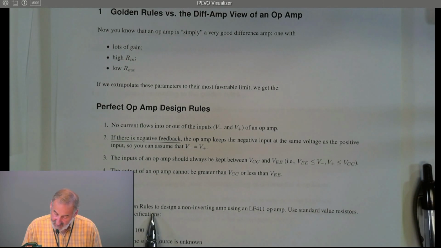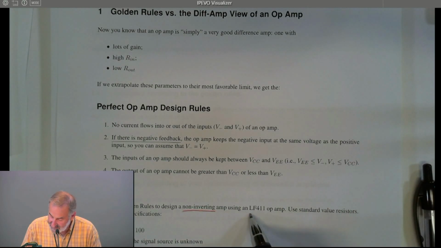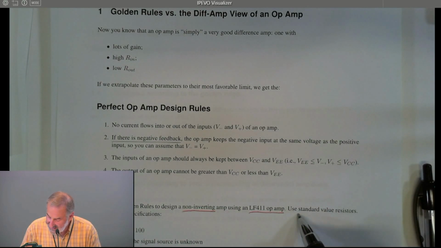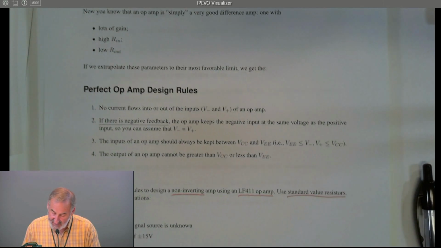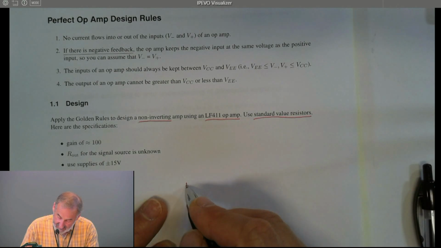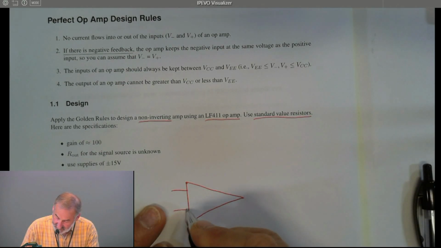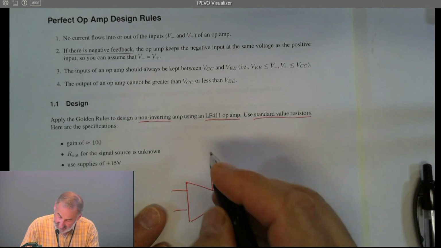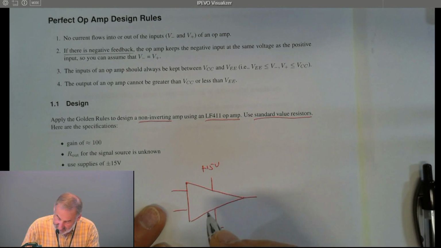All right, so apply the golden rules to design a non-inverting amplifier. We're going to use an LF411 and standard value resistors. We want a gain of 100. We don't know what the output impedance of our signal source is, and we've got a plus minus 15 volt supply. Well, I'm always going to start by drawing my 5-terminal device. Since I've got 15 volt supplies, that's what I'm going to use. It's an LF411.